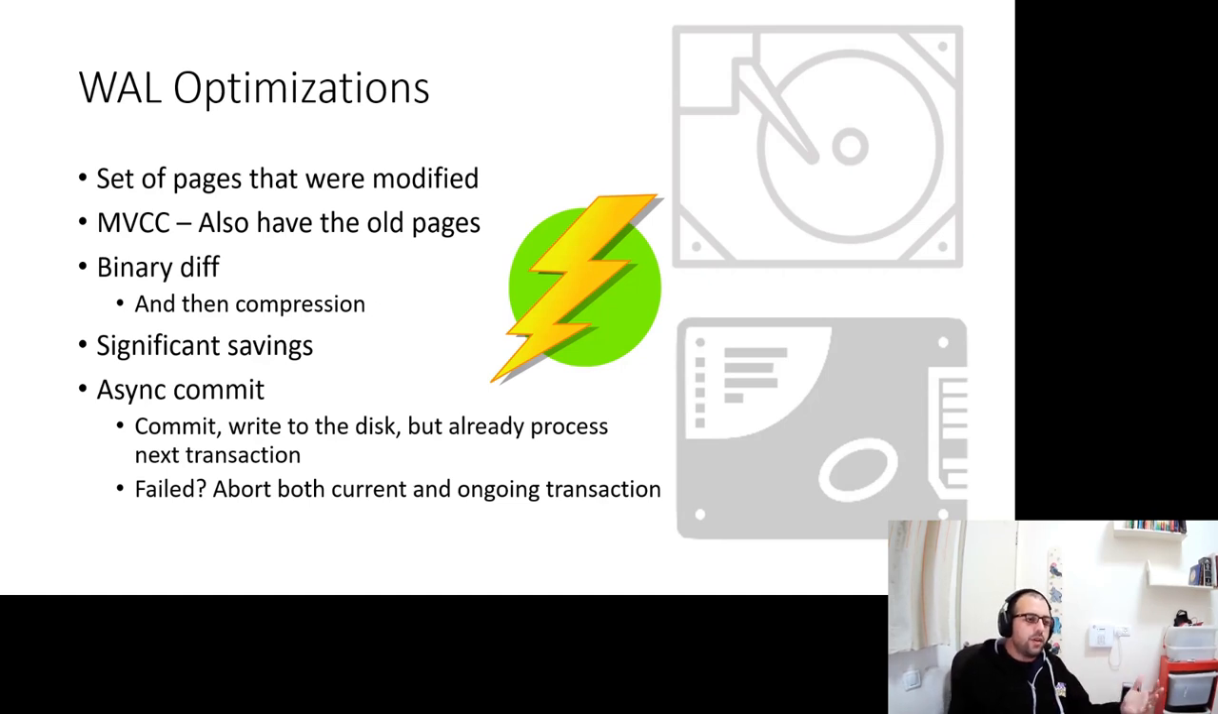Now, an important observation is that in many cases, we don't modify the whole page. So we can do a diff and write only the modified bytes. On top of that, we can compress the data. And in many cases, you can especially consider the fact that I'm writing a lot of very similar records. They would compress really well. That can give us significant savings in terms of how much I/O we run.